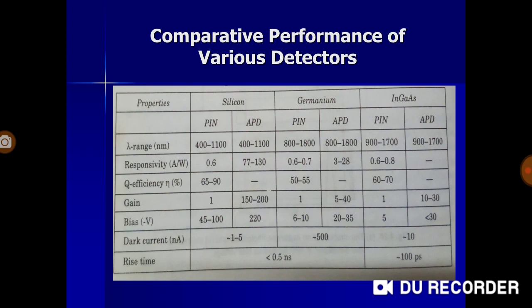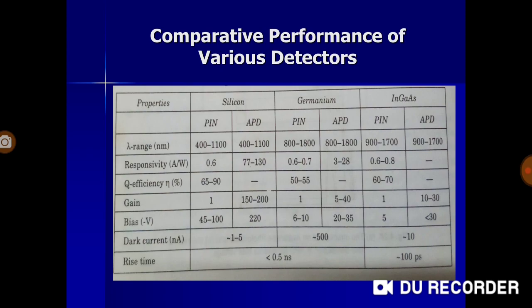And then bias, that is the negative or reverse bias voltage requirement for the photodiodes. For silicon PIN, it is 45 to 100. For APDs made of silicon, 220 volts reverse bias is required. For germanium, it is 6 to 10 volts for PIN diode and 20 to 35 for APD, quite comparable. For indium gallium arsenide, PIN photodiodes require only negative 5 volts, and it is less than 30 volts for APDs. So that is the comparison of how much bias voltage is required.